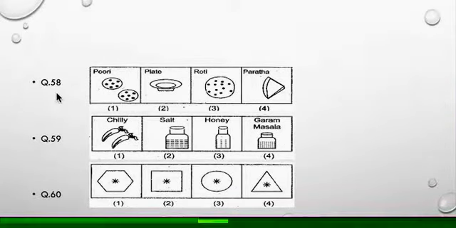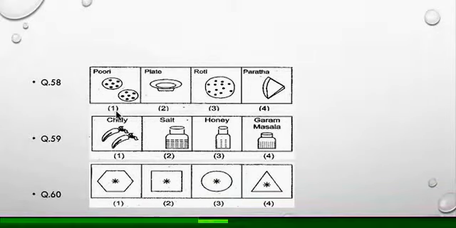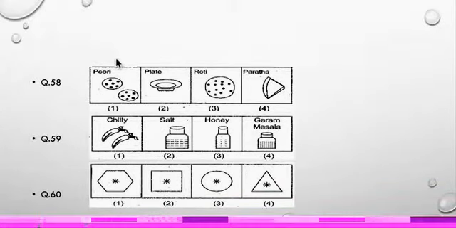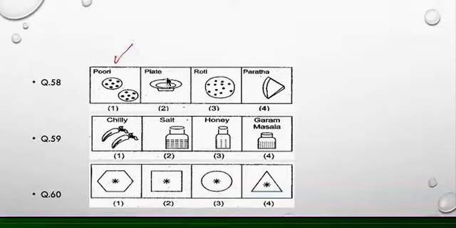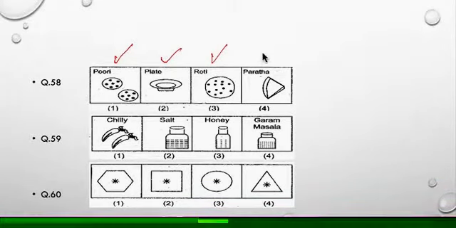Question number 58, there are 4 options given. In option 1, there is a picture of puri. In option 2, there is a picture of a plate. In option 3, there is a picture of roti. In option 4, there is a picture of paratha.